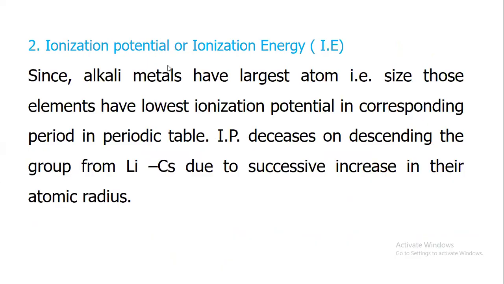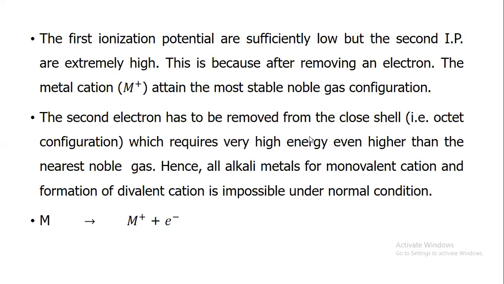Ionization potential or ionization energy. Since alkali metals have the largest atomic size, those elements have the lowest ionization potential in the corresponding period in the periodic table. Ionization potential decreases on descending the group from lithium to cesium due to the successive increase in atomic radius.